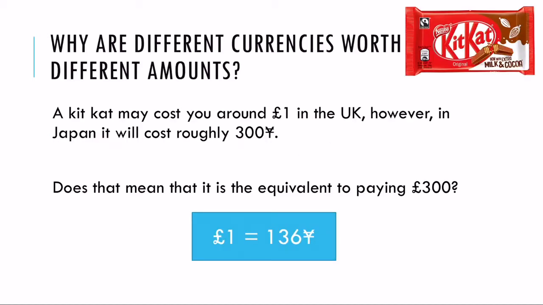So, why are different currencies worth different amounts? A Kit Kat may cost you around £1 in the UK, however in Japan it will cost roughly 300 Japanese yen. Does that mean that it is equivalent to paying £300? Well, no, because £1 is equal to 136 Japanese yen.